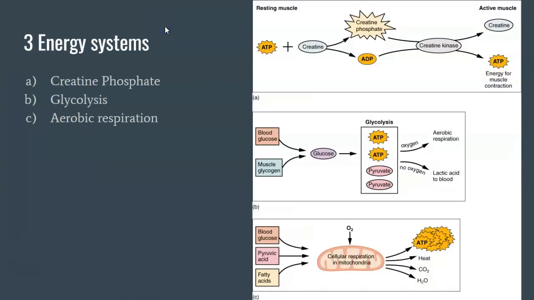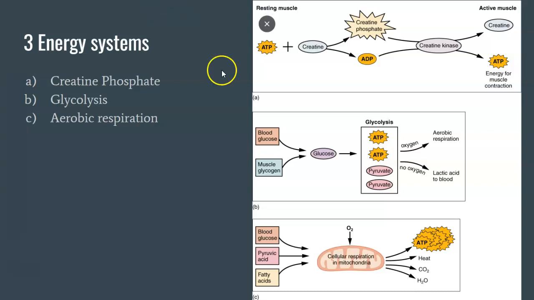So we have three energy systems. The first one is called creatine phosphate. The second one is called glycolysis, and the third one is aerobic respiration. And I'll say right now, some of the vocabulary in this lesson might be confusing. I might even make a special lesson all about vocabulary. But if you understand some of the vocabulary words, then you're in good shape. So I'll try to break down what they mean.